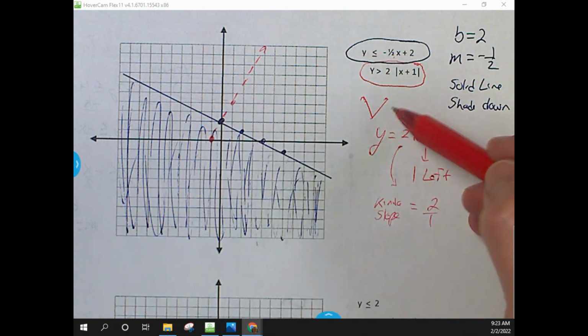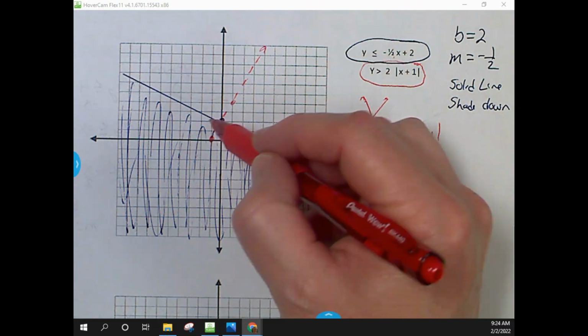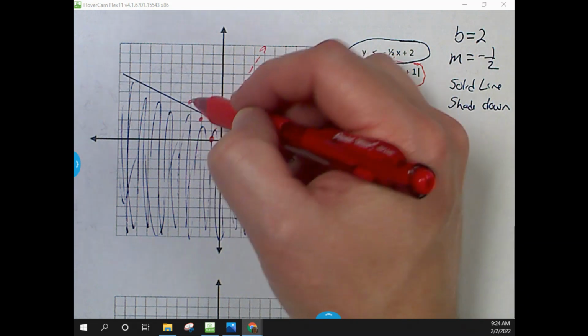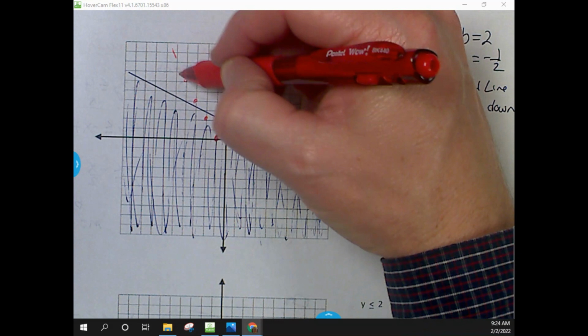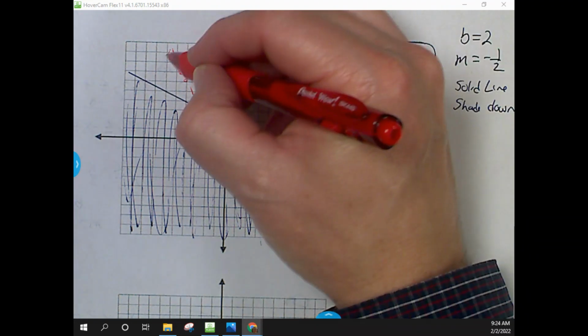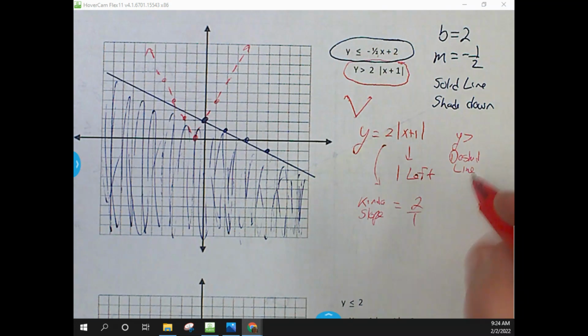To get the other half of the V, we're still going to do 2 over 1, so we're going to go up 2, but now we're going to go 1 in this direction. Up 2 and over 1 to the left, up 2 and over 1 to the left, and that gets the other half of the V that would be over here. Okay, so this was y greater than, so it's a dashed line. And again, because it's y greater than, that means we've got to shade up.